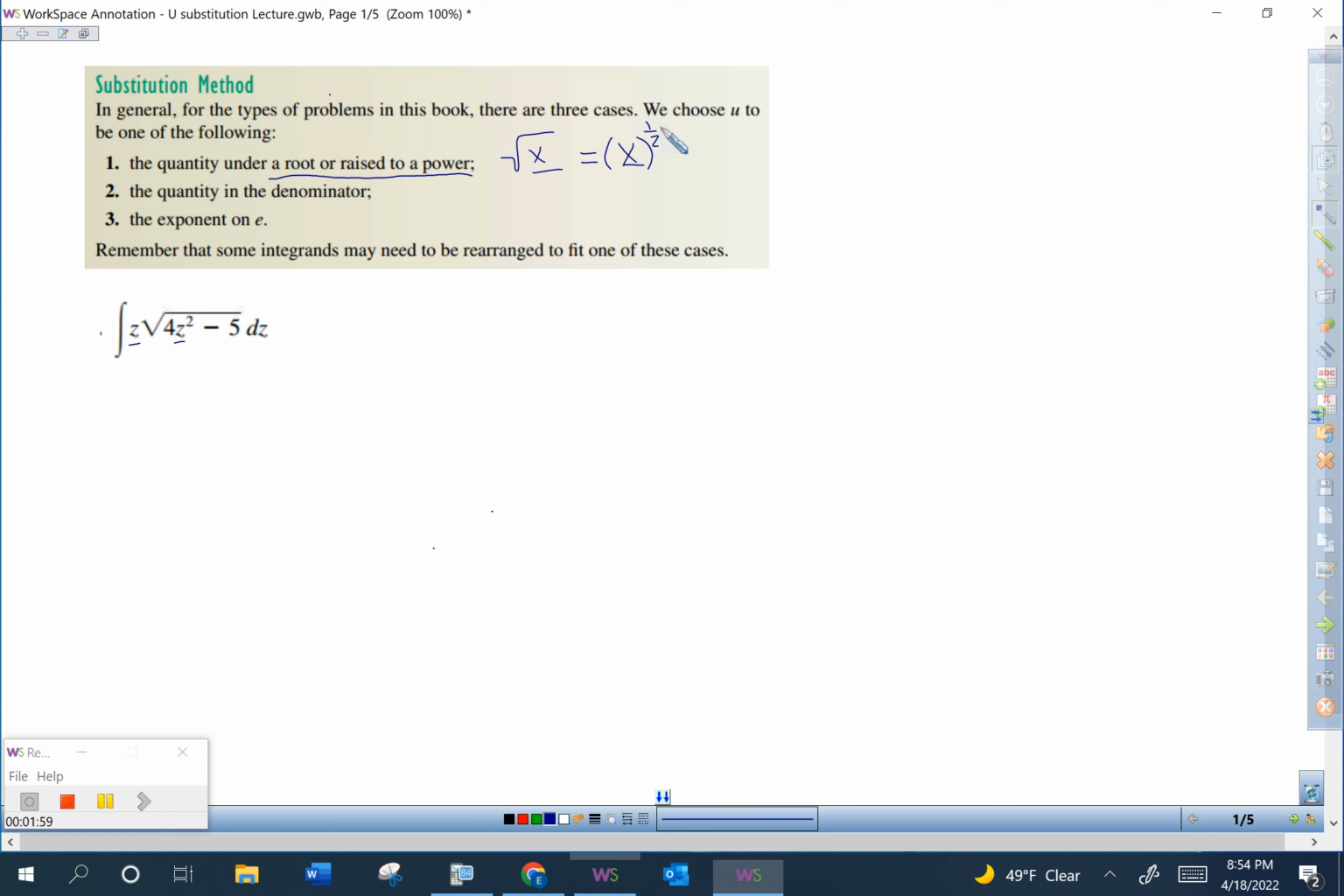Let's look at this one. Underneath this root, this whole thing is going to be our u value. So u is 4z squared minus 5, and then we find our derivative of that with respect to z. That's 8z, and the constant goes away. Then we're going to try to make this original look the same, just using u's instead of z as our variable. It has to be exactly equivalent.